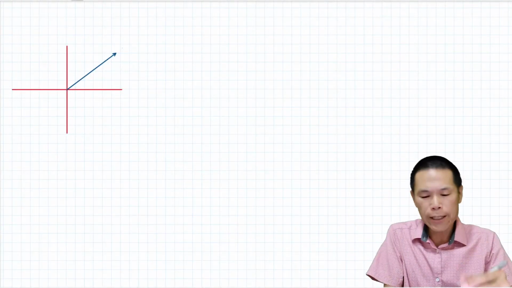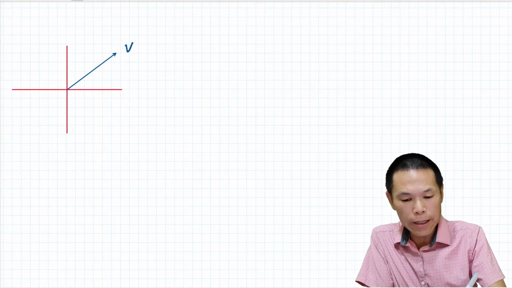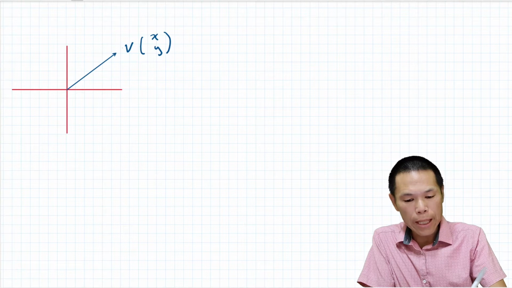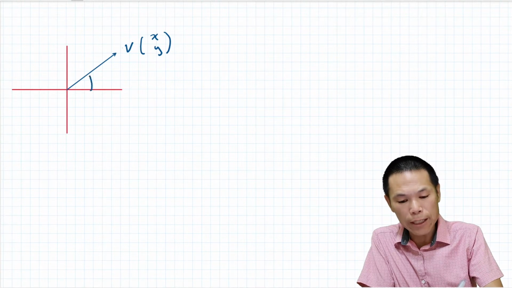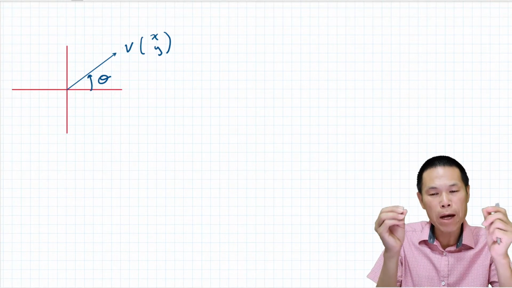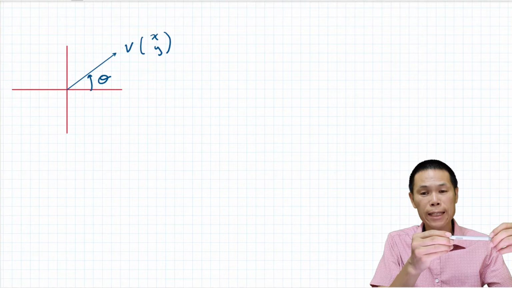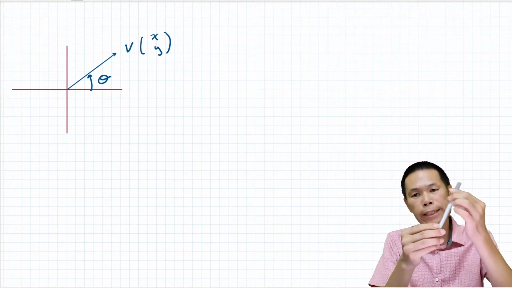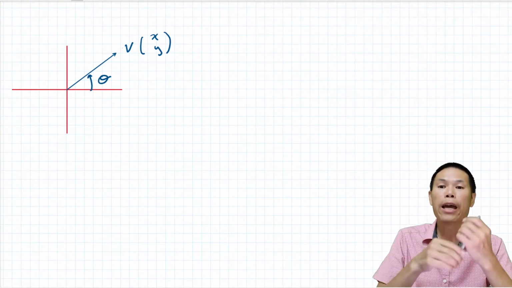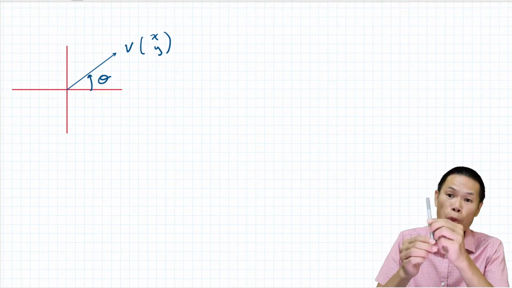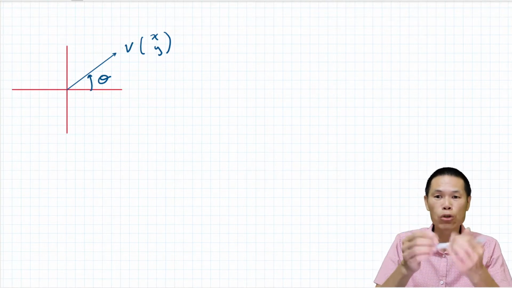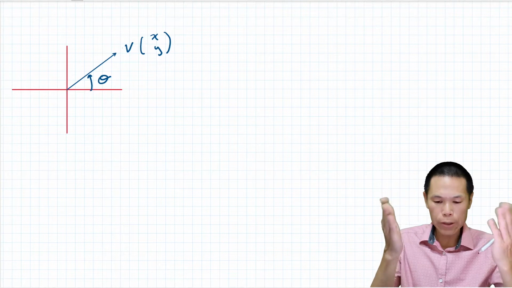Let's say I have a vector, vector v, with components x and y. The direction of this vector is angle theta. Now, please remember, the direction of a vector always starts from the positive x-axis and goes anti-clockwise. Keep that in mind. With true bearing, you start from north and go clockwise, so do not mix them up. So let's get into this.